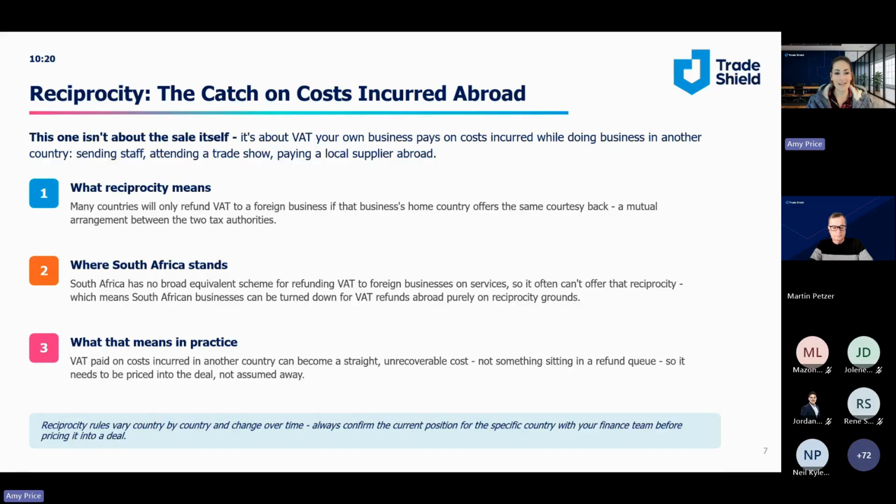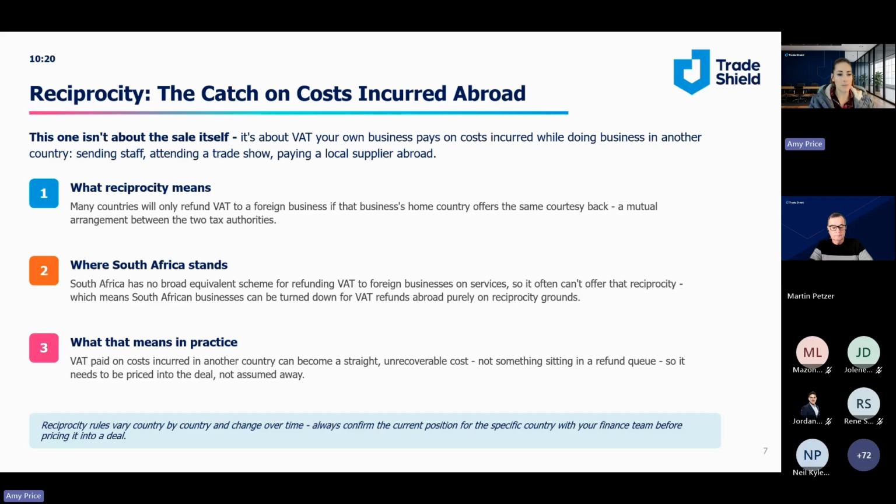So this comes to that fun word that I was talking about earlier, which is the word called reciprocity. And I want to be upfront about this one. It is slightly different from everything else that we've covered because this is not really about the sale that you're making. It's more about the costs your own business incurs while doing business that is cross-border.